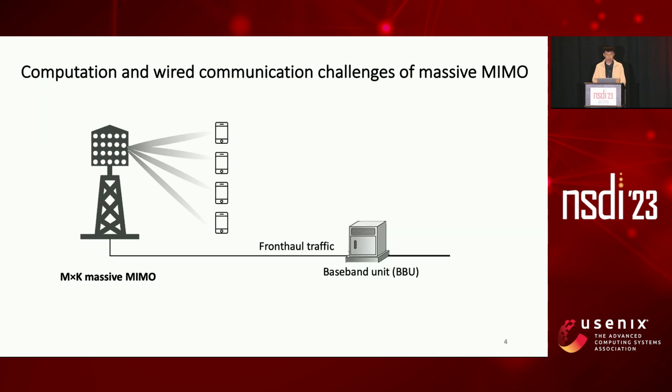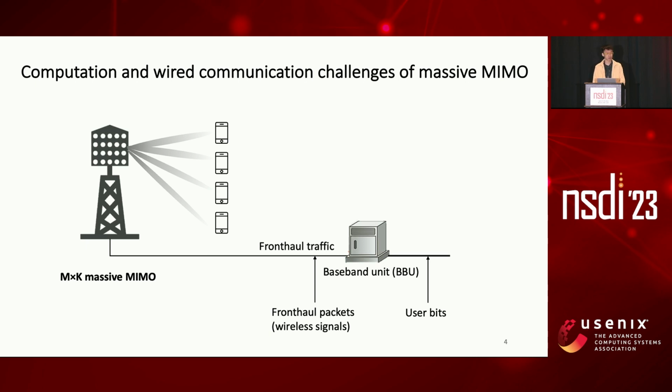However, making massive MIMO scalable to more users and more antennas is challenging because of the high computation and wide communication costs from massive MIMO. The RU sends the signals from the users to a component called the baseband unit over Ethernet link, which converts these front-haul packets into user bits. And the traffic to carry those radio signals is called front-haul traffic.